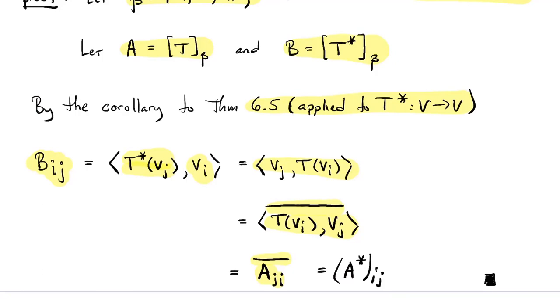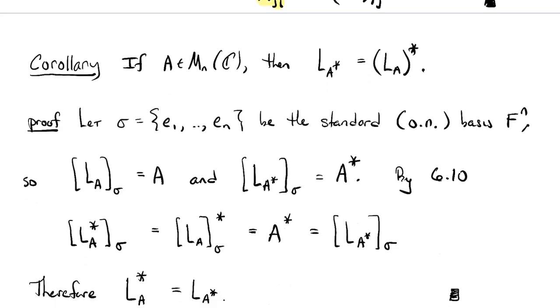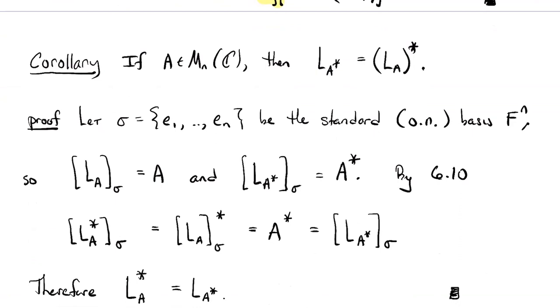Nice. Little corollary to that. Again, make sure you read these things out loud. Don't just look at it as moving some stars around. This says that the linear transformation that is left multiplication by the adjoint matrix A star is the adjoint of the linear operator left multiplication by A.